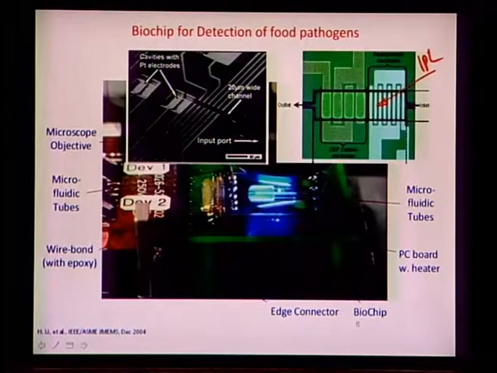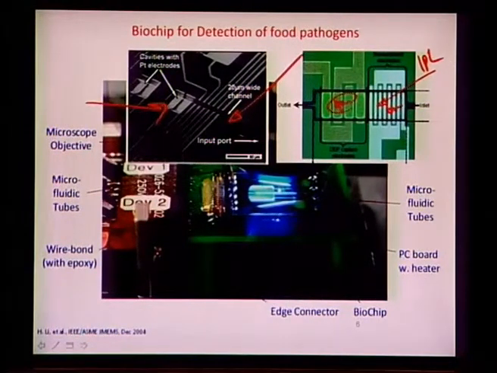You can see there are open electrodes and then buried electrodes. The buried electrodes are used for dielectrophoresis, and the open electrodes are used for impedance based sensing, okay. And this is essentially how the TEM image of this particular biochip would look like, okay.